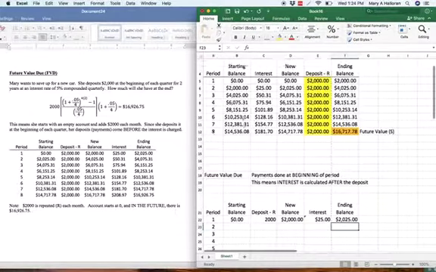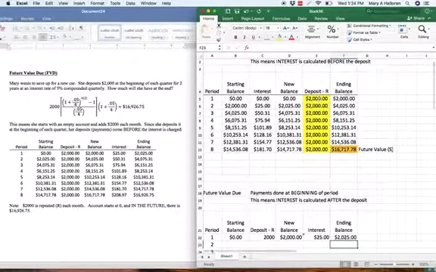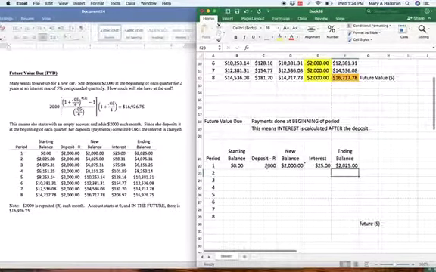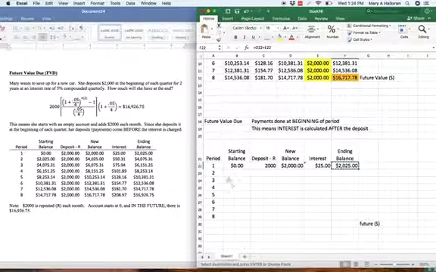So do you see the difference here? This first period, at the end, I only have $2,000. I didn't make any interest because I did the deposit after interest would have been calculated. Whereas this way, I made the deposit. It sat for the entire period, and then I got some interest. So then that's going to sit in my account.